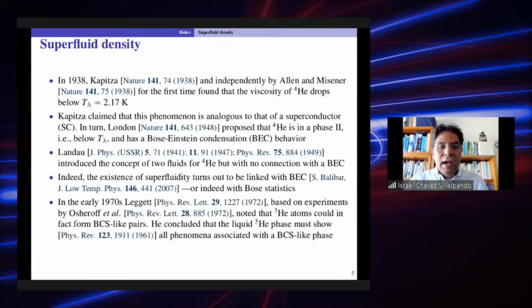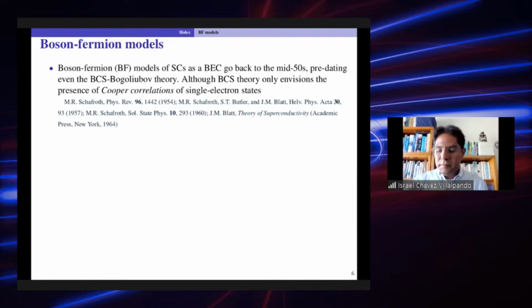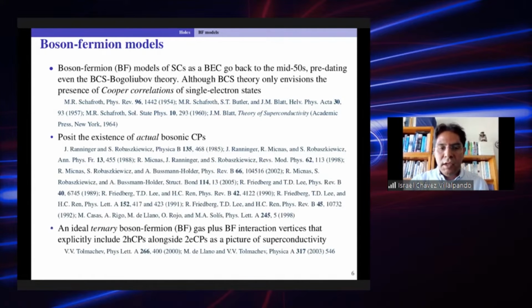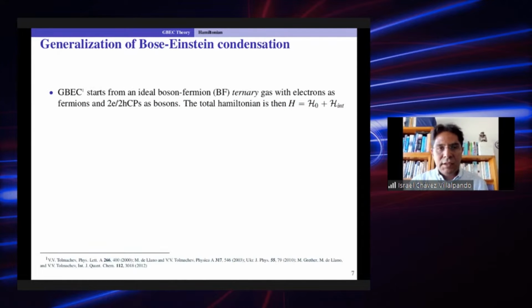Landau, after that, introduced the concept of superfluids, but with no connection to BEC. So the existence of superfluids turns out to be linked with BEC. This paper of Bogoliubov is very interesting. I recommend it to you, because at least he says that indeed it is related with Bose statistics. And Leggett, in his famous paper in the early 1970s, noted that helium atoms could in fact form BCS-like pairs.